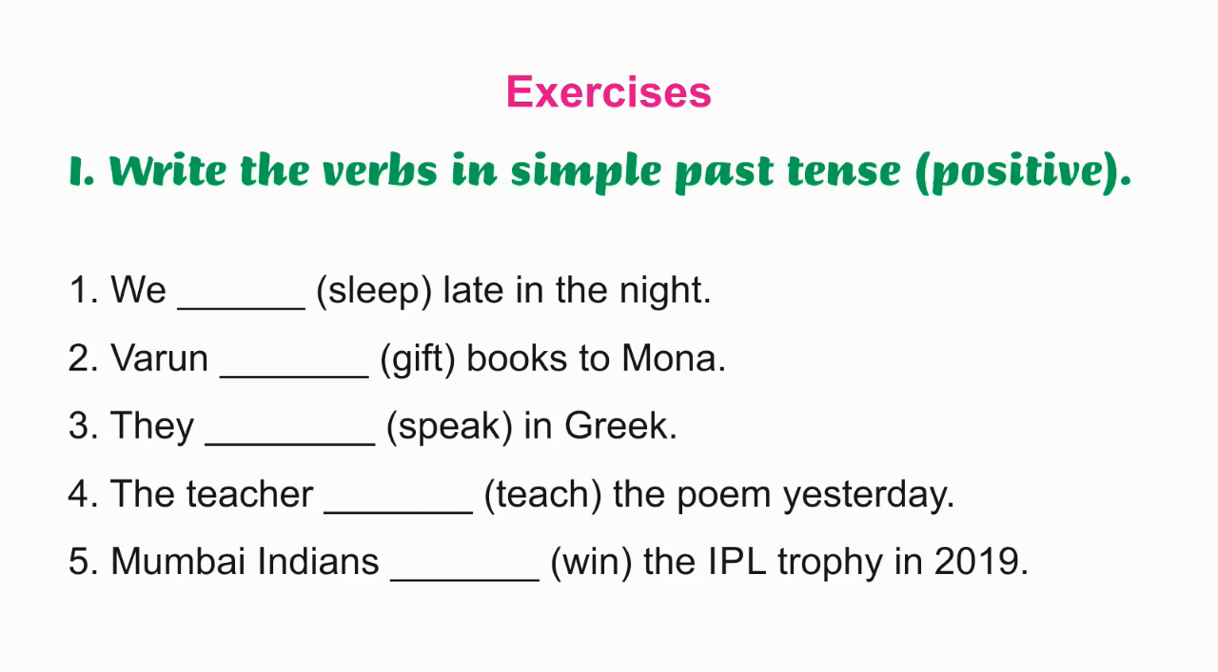The teacher blank the poem yesterday. In bracket, teach. Can we know what is past of teach? It is an irregular verb. Teach, taught. T-A-U-G-H-T, taught. So the teacher taught the poem yesterday. Sentence number 5. Mumbai Indians blank the IPL trophy in 2019. The verb in bracket, win. The past of win, irregular, won. W-O-N, won.